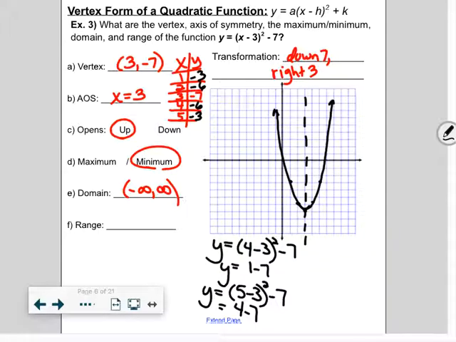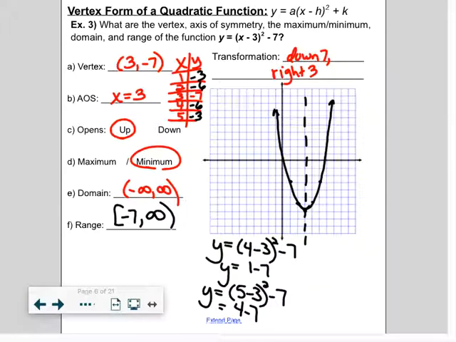All right, then David, what would be my range? If the range are the y values, what's the lowest y value it hits? -7, and then it goes up forever. So it's bracket -7 to infinity.